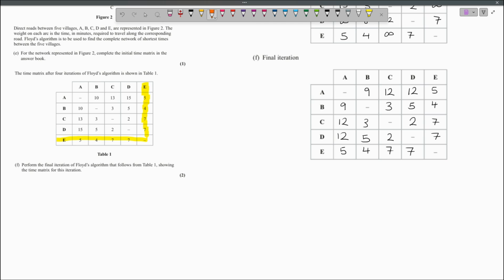So you're going to get a B1 for correctly setting up the initial time matrix. You're going to get an M1 for reducing 2 values correctly. There are only 3 values that needed to be reduced, or 6 if you include the column. So as long as you reduce 2 of them correctly, you'll get the method mark. And you'll get the final accuracy mark for doing the entire process correctly.